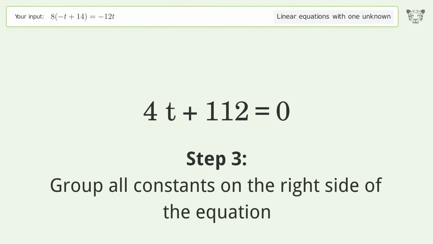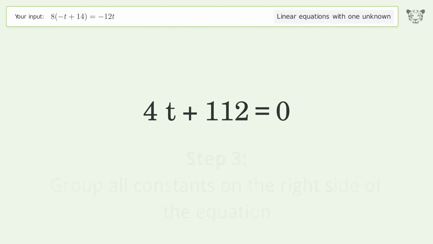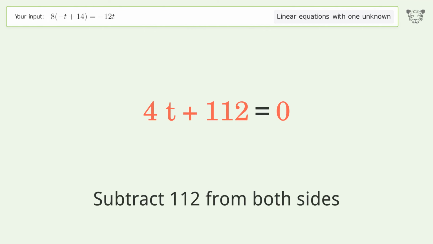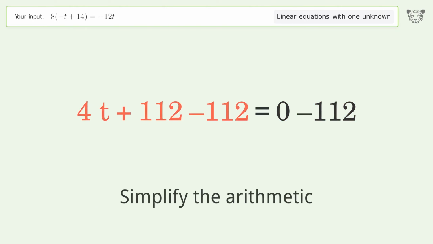Group all constants on the right side of the equation. Subtract 112 from both sides. Simplify the arithmetic.